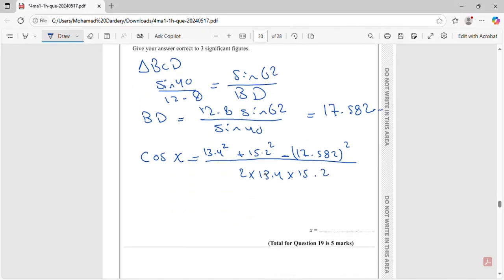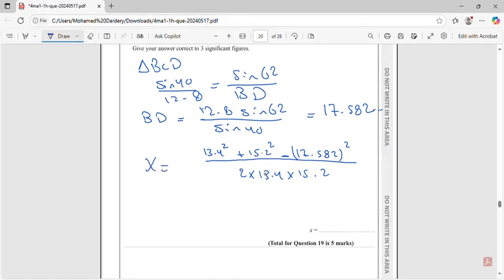And after I figure out the value, I can find the angle by finding the cosine inverse, or we can do it in one step. Instead of cosine x, I will write it like this: angle x equals cosine inverse, and write all of this inside the calculator, which leads to 75.6.